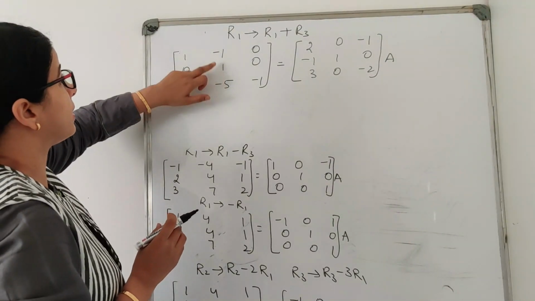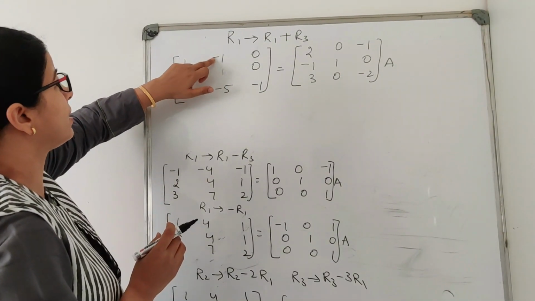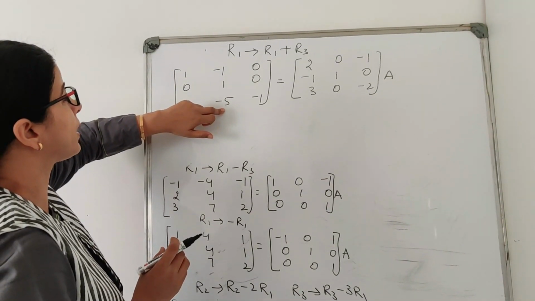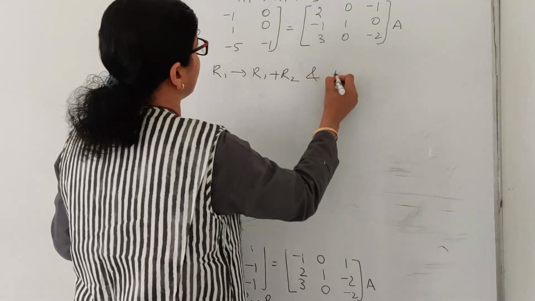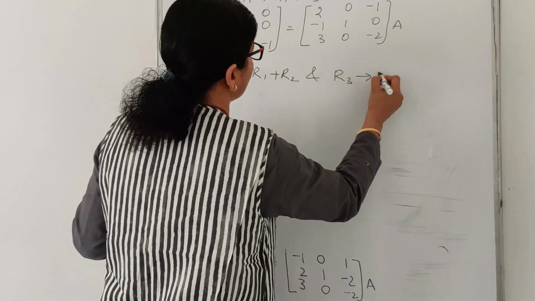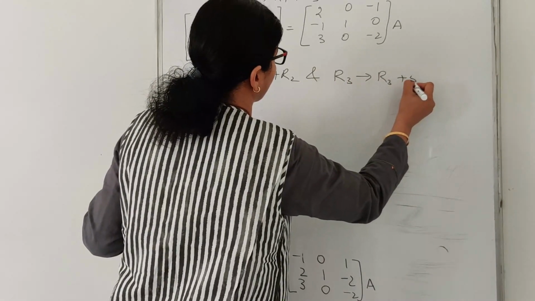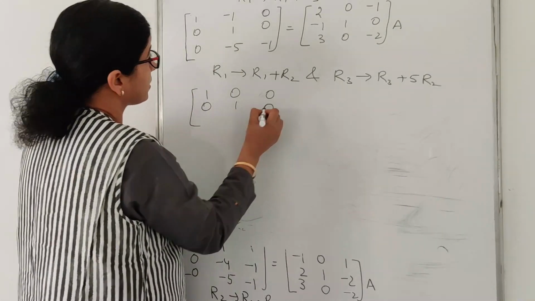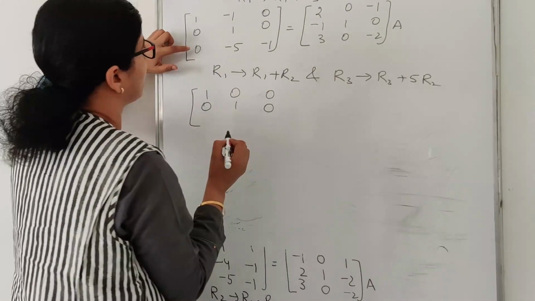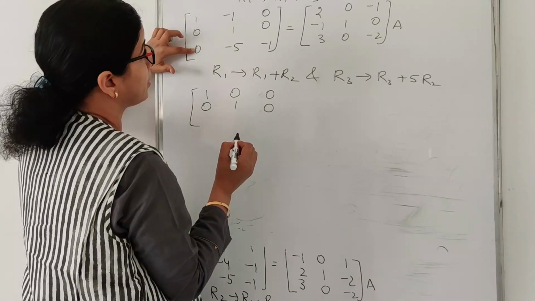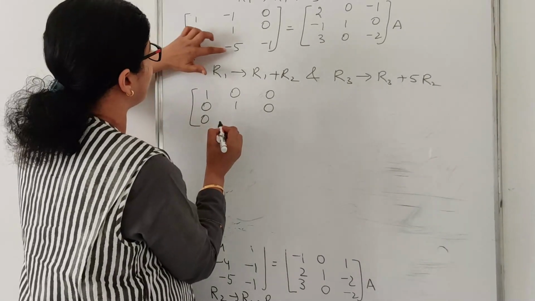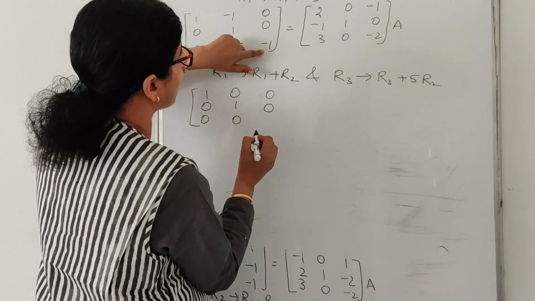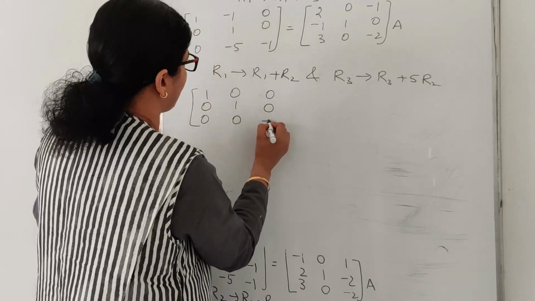We have to make 0 here. So this can be done by adding these two. And I have to make 0 over here. So R3 tends to R3 plus 5R2. R2 will be copied as it is. Now the change in R3: R3 plus 5R2, 0. This is R3, minus 5 plus 5, 0. Minus 1 plus 0, minus 1.